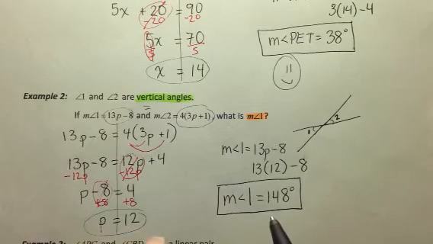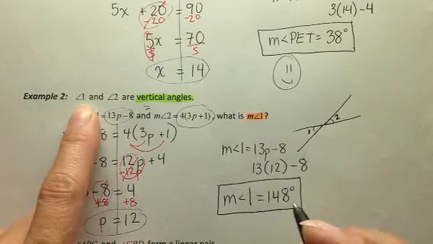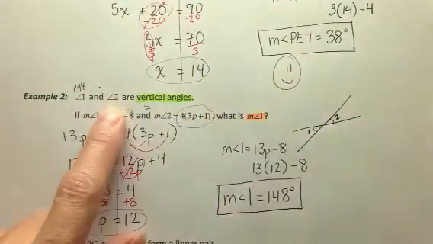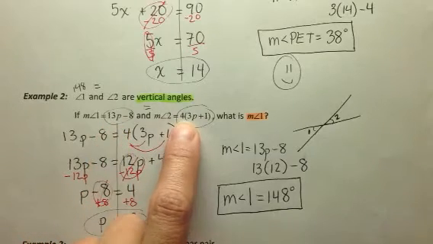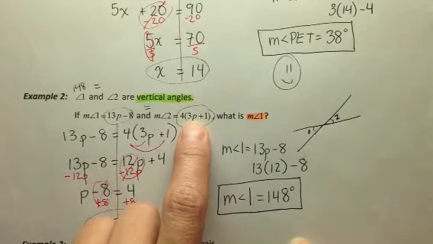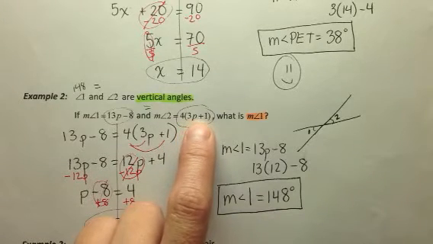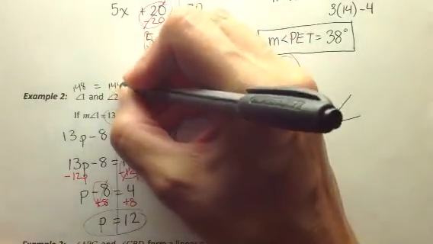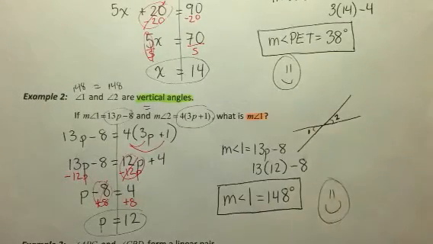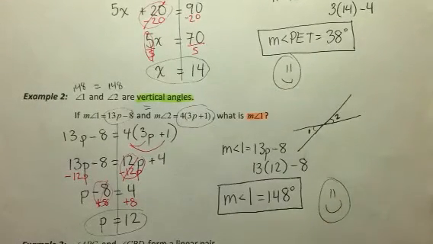So the way I'm going to check this is if I found that angle 1 was 148 and they're vertical, that means angle 2 should be the same. So let's plug it into here. 4 parentheses 3 times 12 plus 1. Okay, I got 148. So I'm feeling really good about my answer. I always like to put a little smiley face once I've checked it. Then I know that I've been thorough. I'm done with that problem.